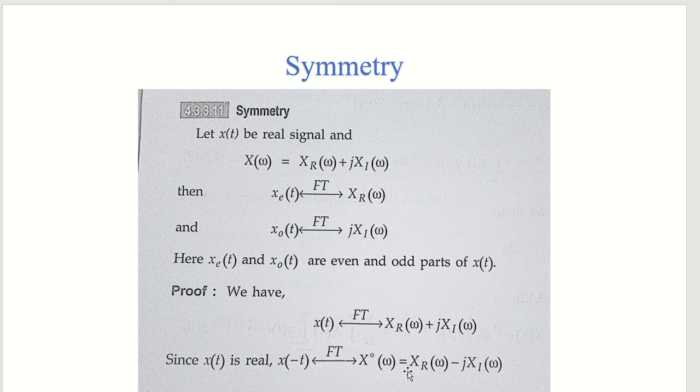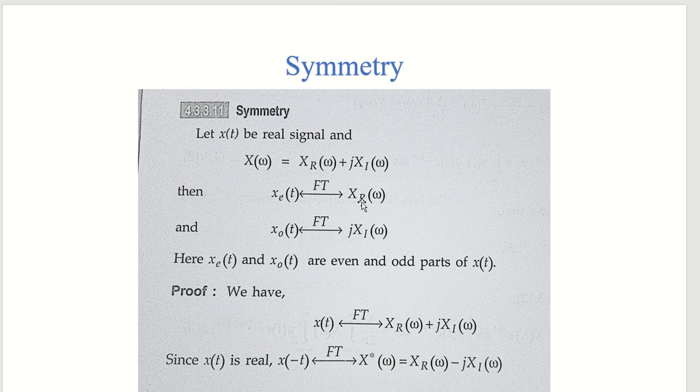When you find the Fourier transform of the even part, you will get xr of omega. When you find the Fourier transform of the odd part, you will get j xi of omega. So the Fourier transform of the even part is xr of omega and the Fourier transform of the odd part is j xi of omega, and that states the symmetry property.